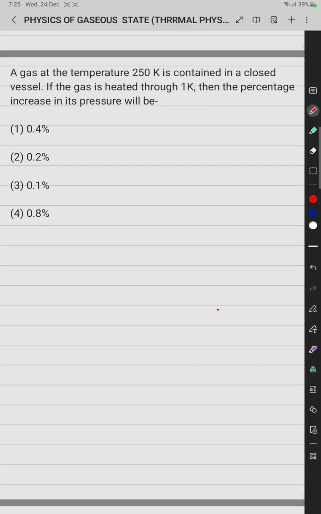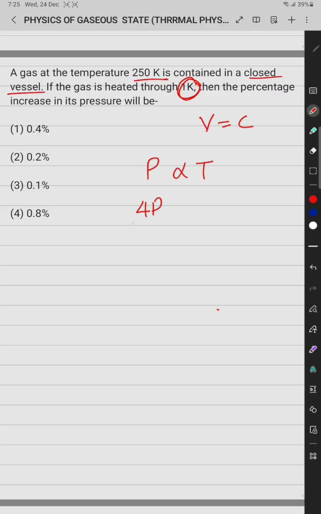In this problem, the temperature of the gas is 250 K. It is given that the gas is in a closed vessel, which means the volume is constant. Now the temperature is increased by 1 Kelvin, then what is the increase in the pressure? We know pressure is proportional to T.